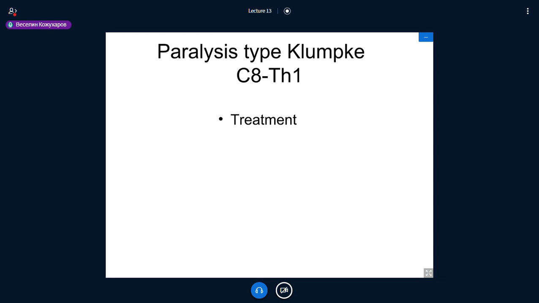There are several techniques which could be used: neurotization or nerve transfer with some grafts, local grafts or distant grafts, neural grafts, which will help to regain the neurotization of affected muscles.